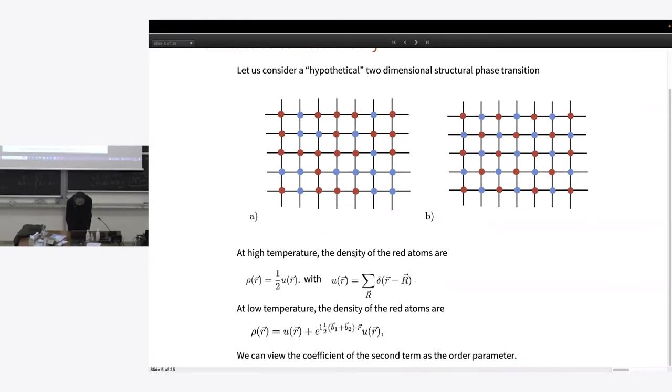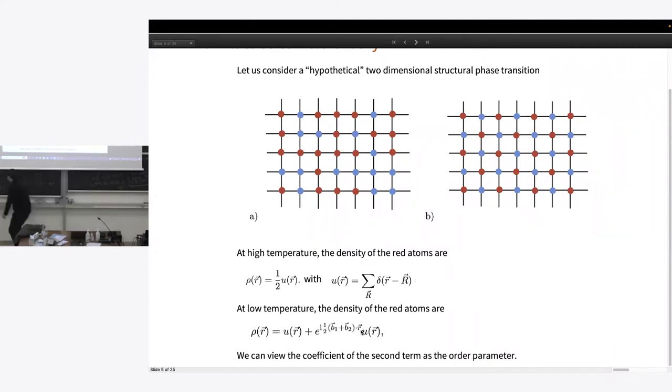So at high temperature, the density of the red atoms is basically a delta function located on the lattice sites. The delta function, with R labeling all the lattice sites. At low temperature, on the other hand, the density of the red atoms is given by two terms. One term is our usual sum of delta functions, as always. The second term has a plane wave factor, exponential i (b1 plus b2)/2 dot r. If you just expand it, my b1 and b2 are basically (2π, 0) and (0, 2π) in the momentum space.